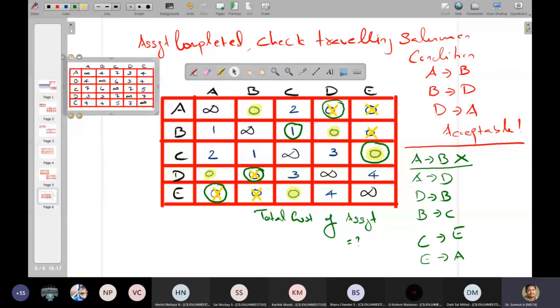So A to D is 3, D to B is also 3, then B to C is 6, then C to E is 5, and E to A is 4. So the total time is 21 hours. And this is your final assignment.